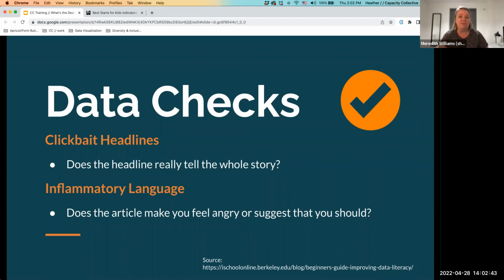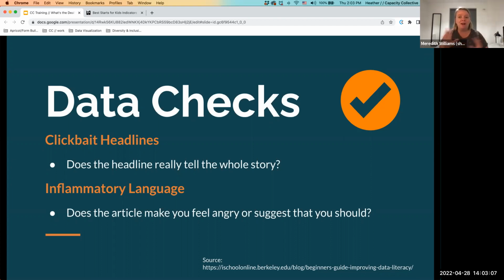And you've probably heard a little bit about clickbait headlines. The headline will say something that, if you just see the headline, you think, oh my gosh, I can't believe that's happening. That's really scary. Well, does that really tell the whole story, or is it just trying to get your attention to make you click on it, to get you tempted to click on it? What's the rest of the story that's missing from that title, right?